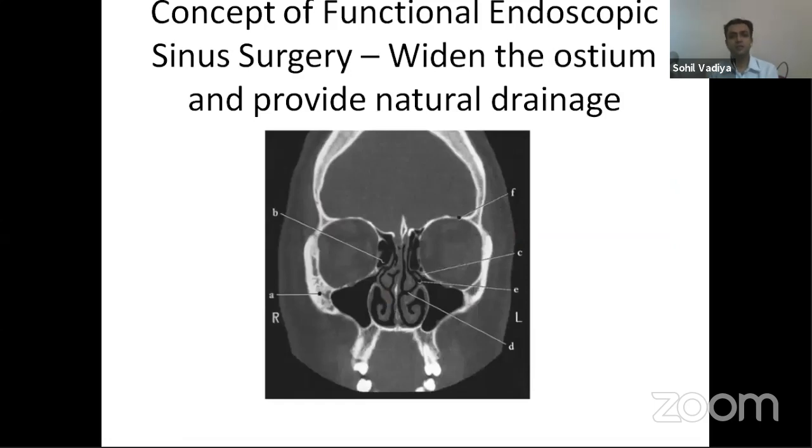Fine, so there is a concept called functional endoscopic sinus surgery, which is that you widen the ostium and provide natural drainage to a sinus, and all the troubles of the sinuses will be taken care of by mother nature. So a surgeon's job is to identify the ostium of a sinus and widen it so that the sinus will have a proper channel for drainage, and then the sinus would ventilate very well, and that would cure most of the problems.